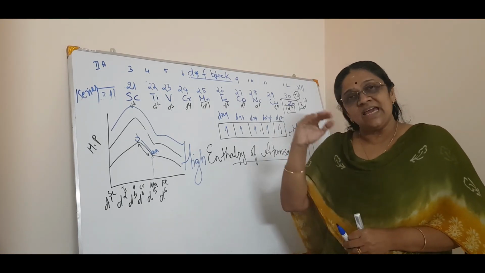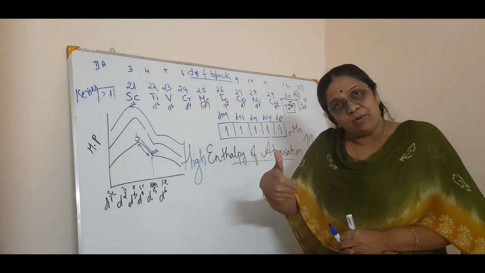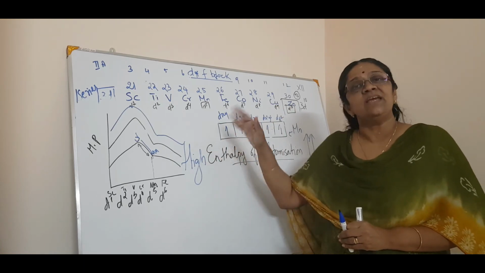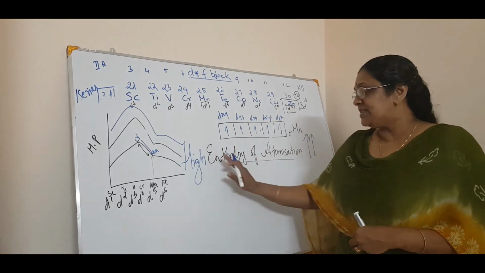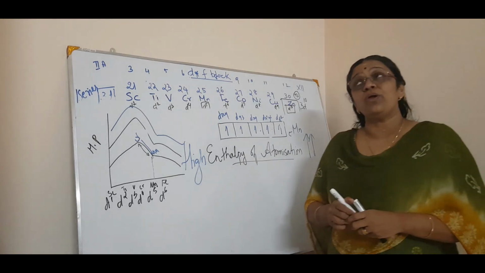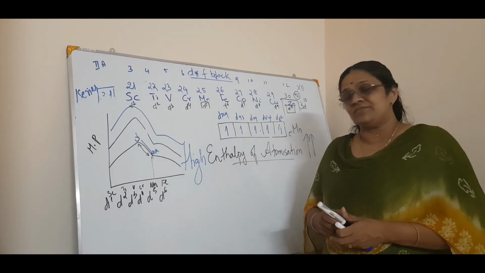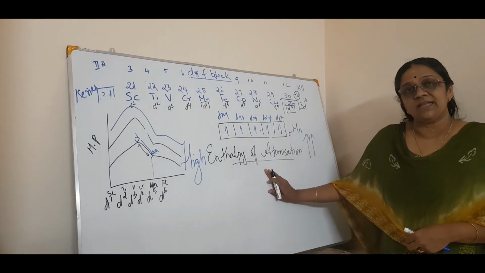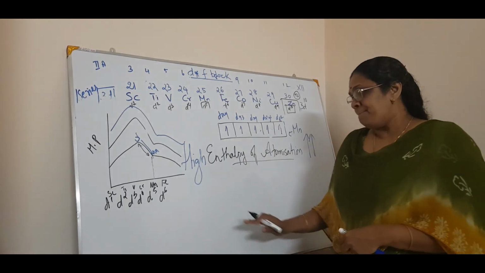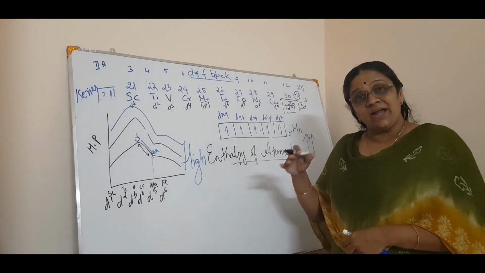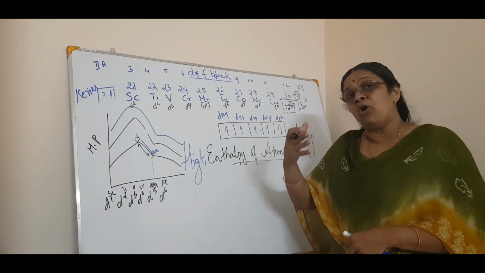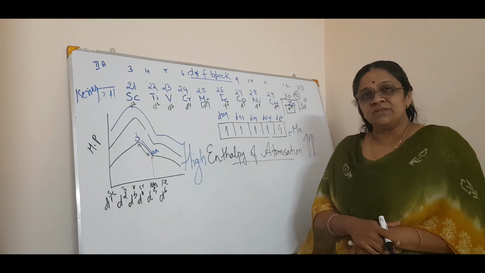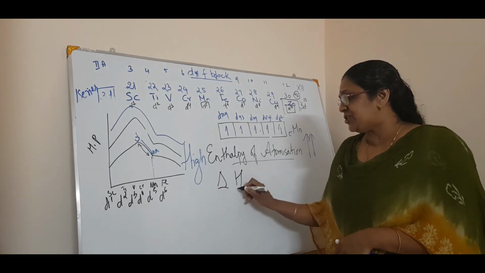These three, that is enthalpy of atomization, melting and boiling point, and metallic bonding, all increase with an increase in each one. Now this is enthalpy of atomization. Thermodynamically speaking, enthalpy of atomization means the energy required to convert 1 mole of a substance into its constituent atoms. That is what we call delta HA.